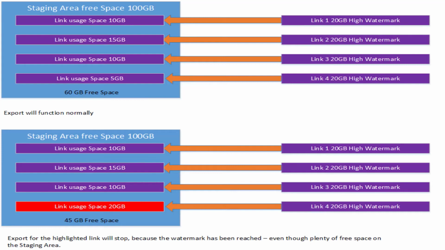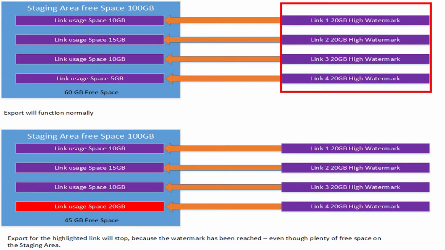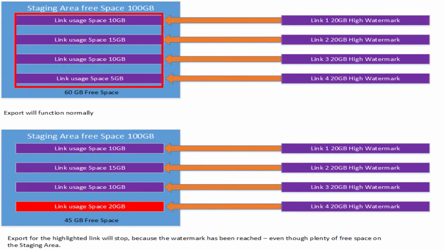Let's look at the example we see on the screen. We have a staging area of 100 gigabytes. Of course, normally we would have more than this, but we're just using that as an example. We have 4 links, each configured to have a high watermark of 20 gigabytes. Over on the left, we see how much space each link is consuming on disk. Everything is working normally here. There is 60 gigabytes of free space on disk, and all exports are running normally.